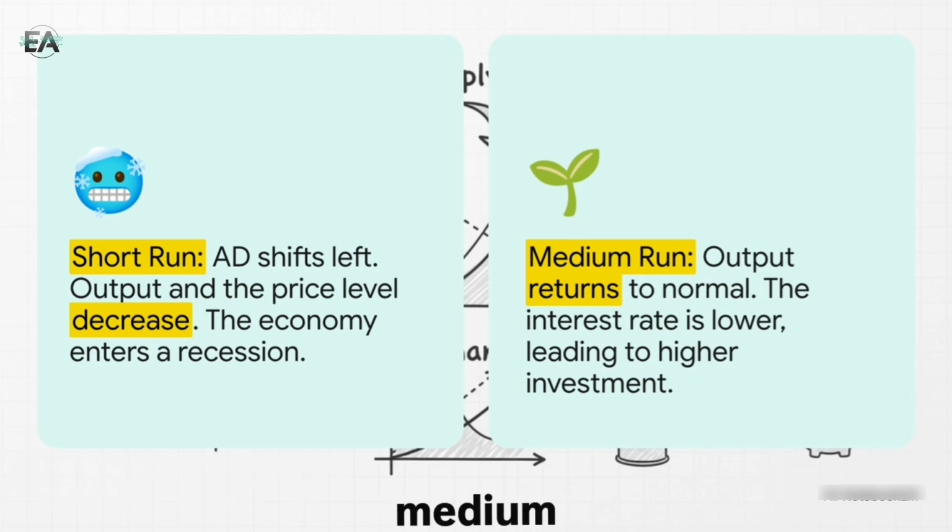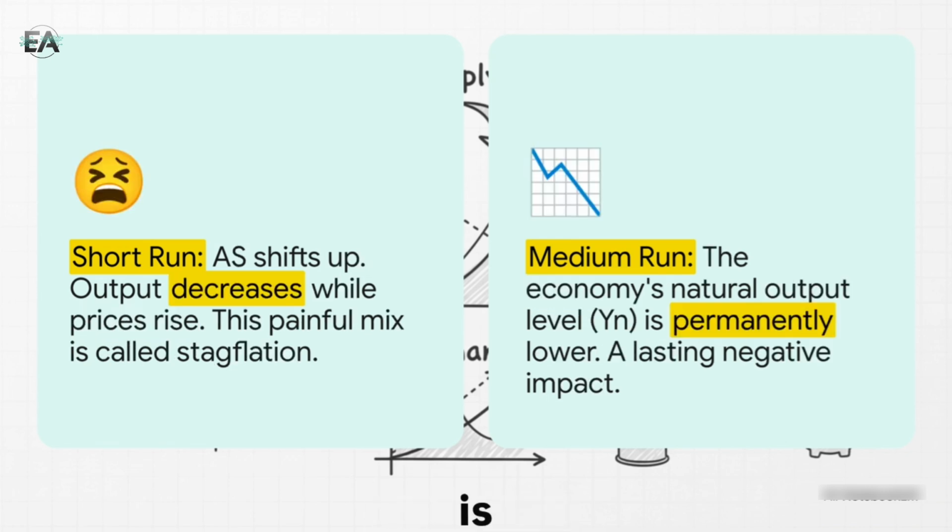But wait, in the medium run, something really interesting happens. As the economy adjusts, the government isn't borrowing as much money, which causes interest rates to fall. And lower interest rates encourage businesses to invest more. It's the classic case of short-term pain for long-term gain, and it's exactly why these policies are always so politically charged. Our last scenario is a supply shock, let's say a huge spike in oil prices.